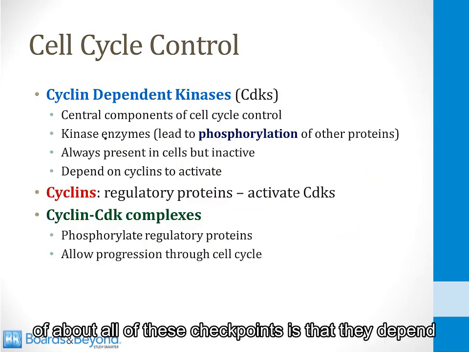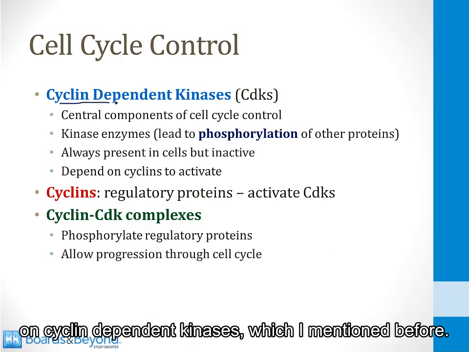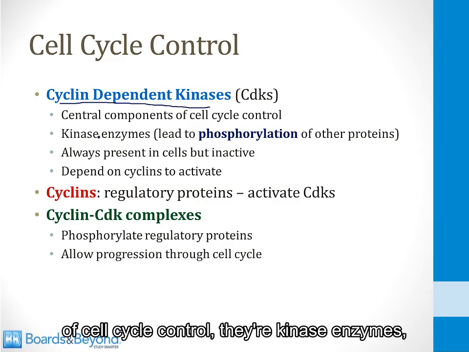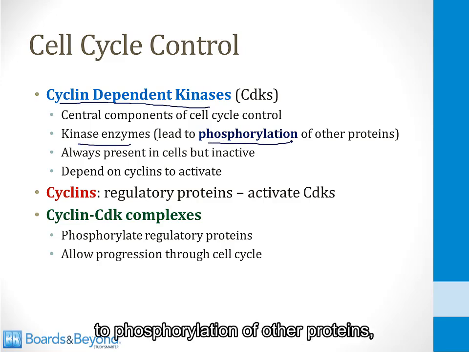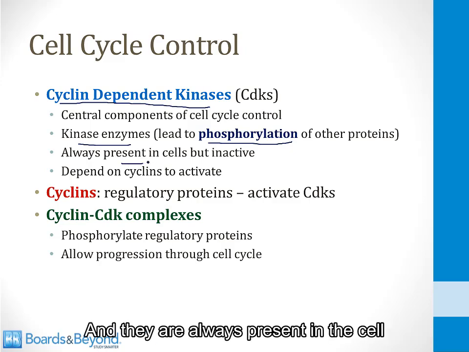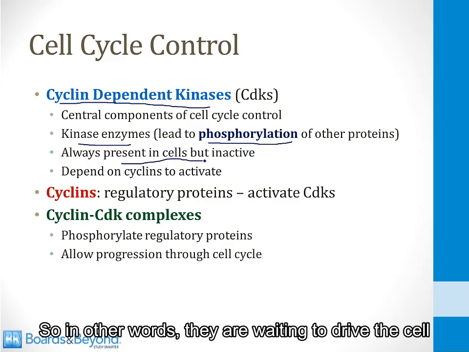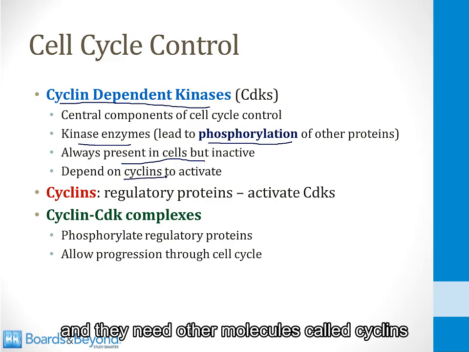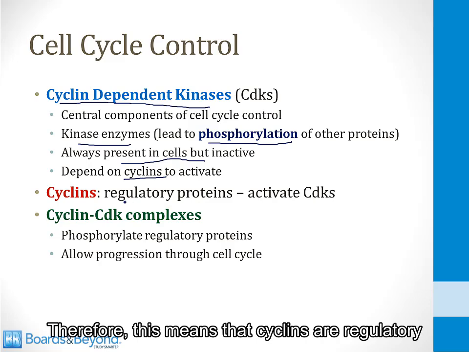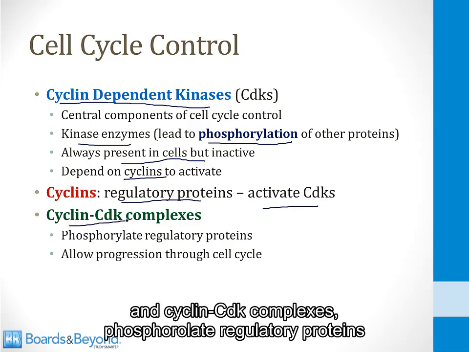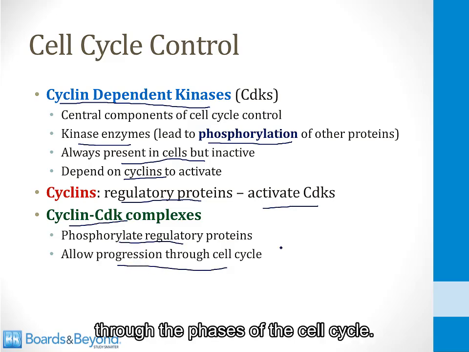So the first thing to be aware of about all of these checkpoints is that they depend on cyclin-dependent kinases, which I mentioned before. These are the central components of cell cycle control. They are kinase enzymes, which means that they lead to phosphorylation of other proteins. Any kinase enzyme phosphorylates something else. And they are always present in the cell, but they are inactive. So in other words, they are waiting to drive the cell through the cell cycle, but they're inactive, and they need other molecules called cyclins in order to become active. Therefore, this means that cyclins are regulatory proteins that activate the cyclin-dependent kinases. And cyclin CDK complexes phosphorylate regulatory proteins, and they allow cells to progress through the phases of the cell cycle.